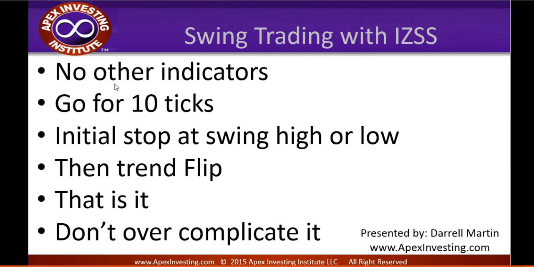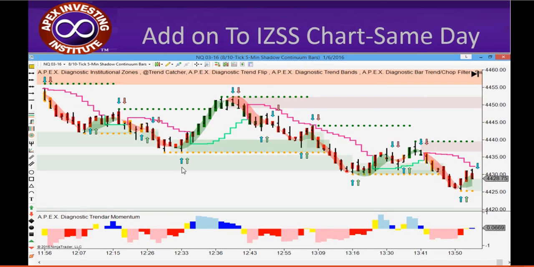So we're not looking for any other indicators. We're just looking for it to break the high or the low. And when we get in the trade, we're going for 10 ticks profit. Okay, so where do you place your stop? There's only one indicator really we use here other than the swing indicator, and that can be the trend flip, and that's to trail your stop.